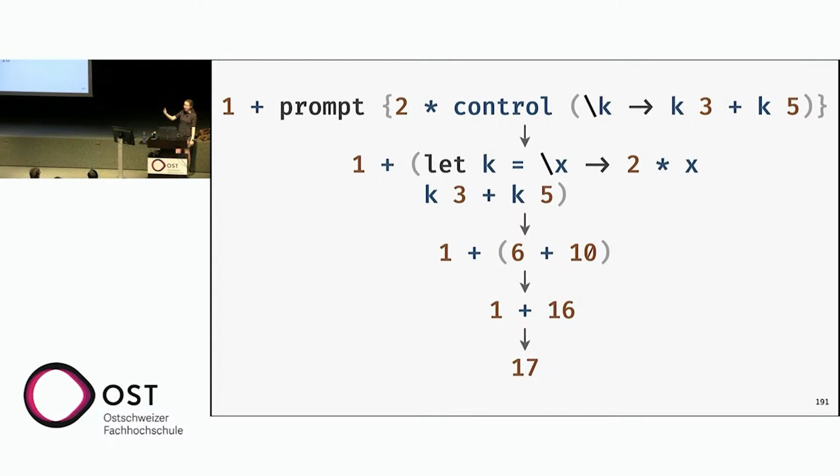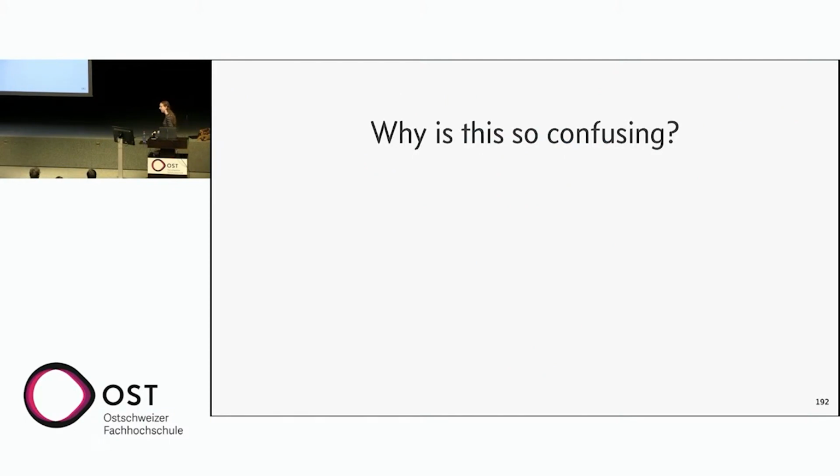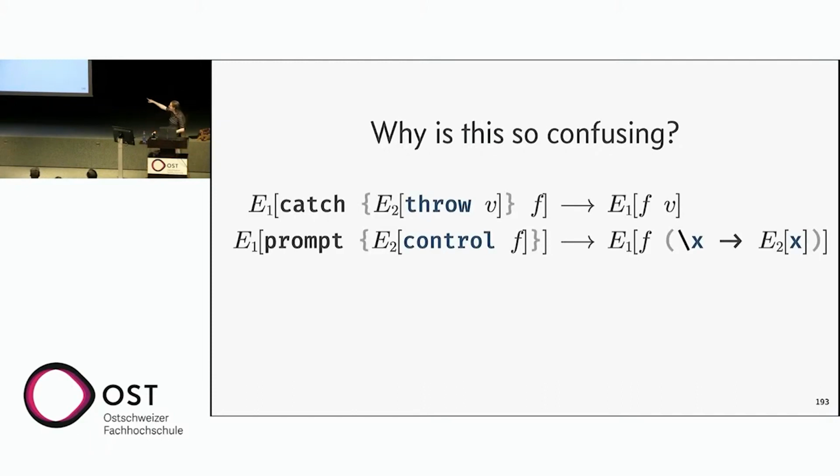So when you describe it, it doesn't sound that complicated, but the truth is that this is still really confusing. And even to me, reasoning about programs this way is not immediately obvious unless I really step back and think about it. And it's surprising because, again, if we look at the rules for throw and catch and prompt and control side by side, they look almost identical. So why is it that prompt and control are so much more confusing? For a while, this was very surprising to me, but I think I eventually figured out why it is.